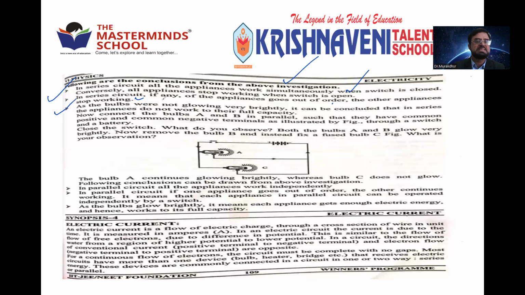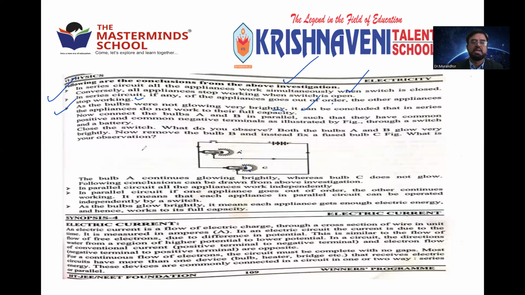As the bulbs were not glowing very brightly, it can be conjectured that series-connected appliances do not work to their full capacity. Now connect the bulbs A and B in parallel like this. In parallel, you can see that they have a common positive and a common negative terminal. All positives at one end, all negatives at the other end, through a switch and battery. Close the switch. What do you observe? Both A and B will glow very brightly.